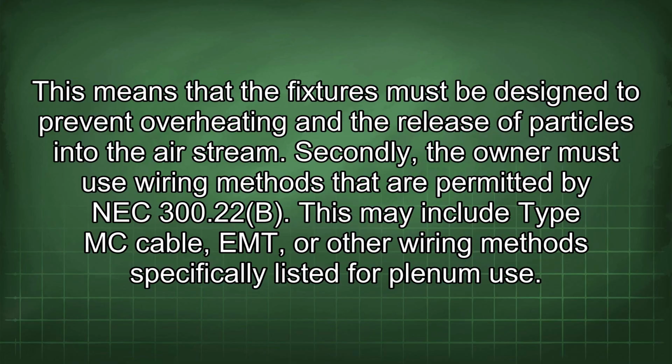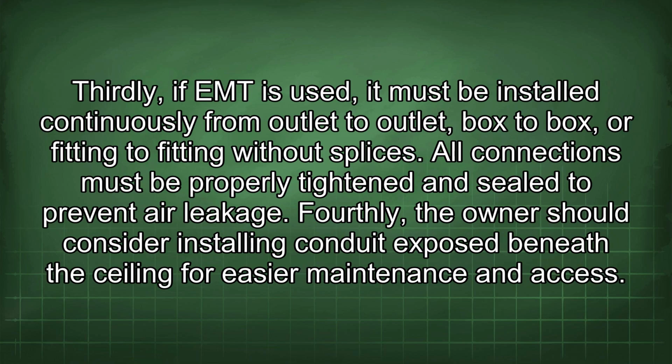Secondly, the owner must use wiring methods that are permitted by NEC 300.22(B). This may include Type MC cable or other wiring methods specifically listed for plenum use. Thirdly, if EMT is used, it must be installed continuously from outlet to outlet, box to box, or fitting to fitting without splices. All connections must be properly tightened and sealed to prevent air leakage. Fourthly, the owner should consider installing conduit exposed beneath the ceiling for easier maintenance and access.